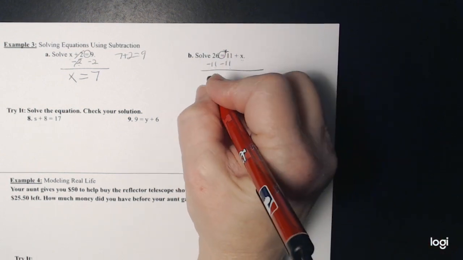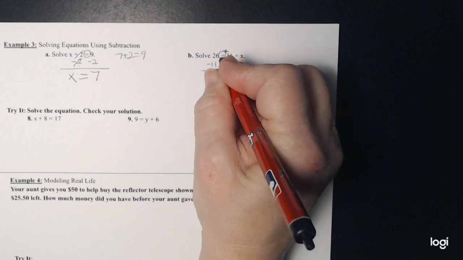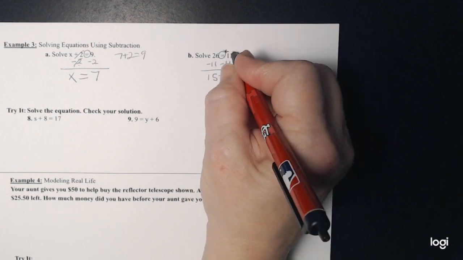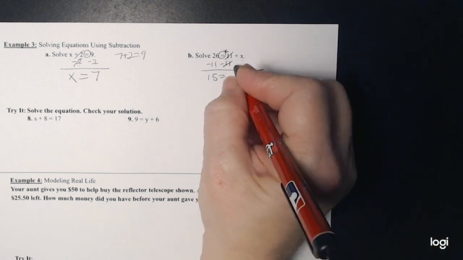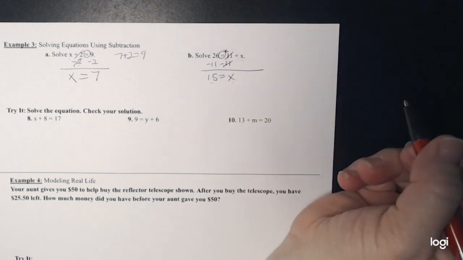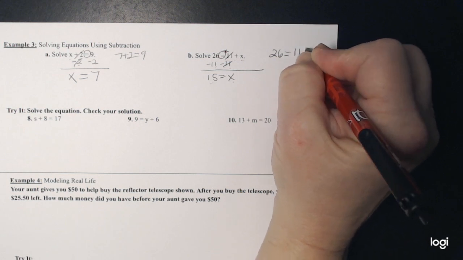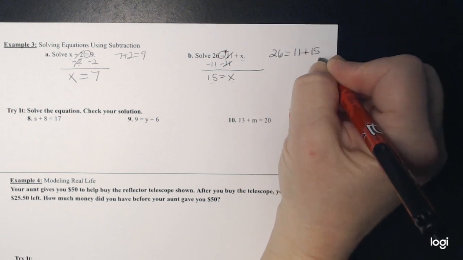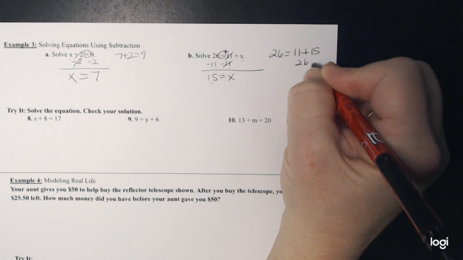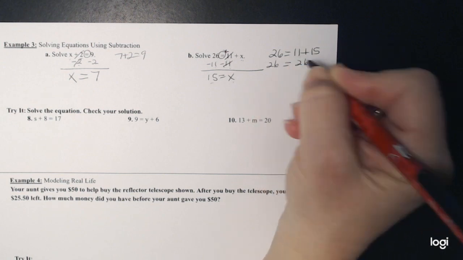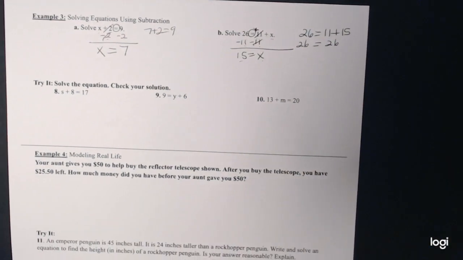26 minus 11 is 15. Bring the balance down. 11 minus 11 cancels. And I found out that x equals 15. Now let's make sure. 11 plus 15. Oh, that is 26. This one worked. Okay, let's try these last three.